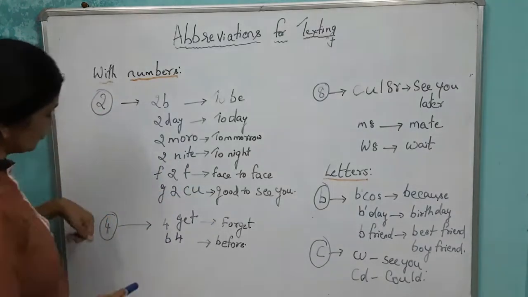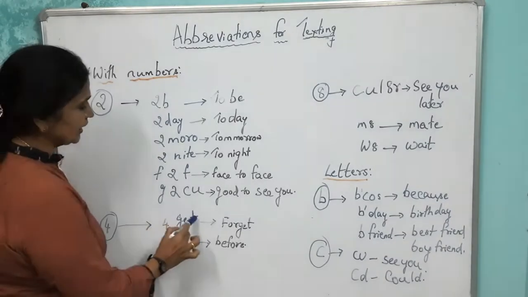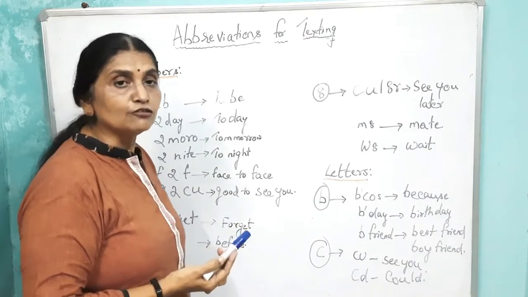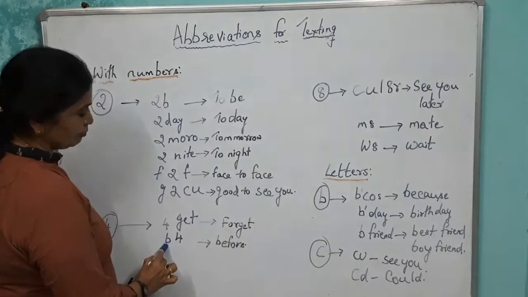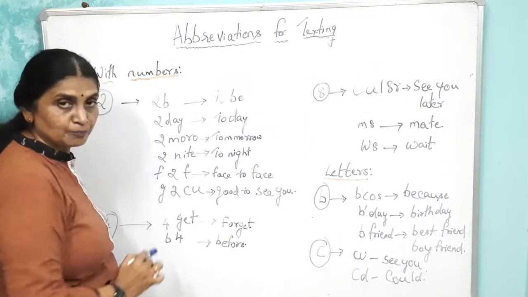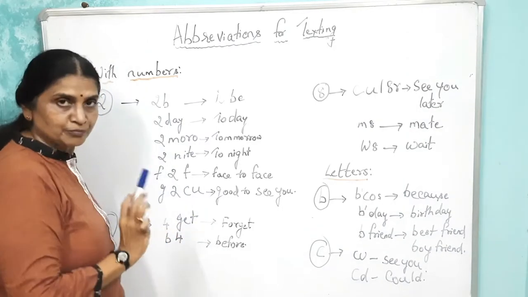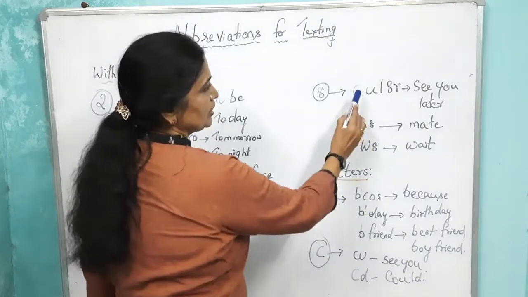Okay, now suppose you use the number 4, you pronounce it as for. So 4GET, forget. B4, this stands for before. Forget, before, got it? Okay. Now with number 8, let's see.